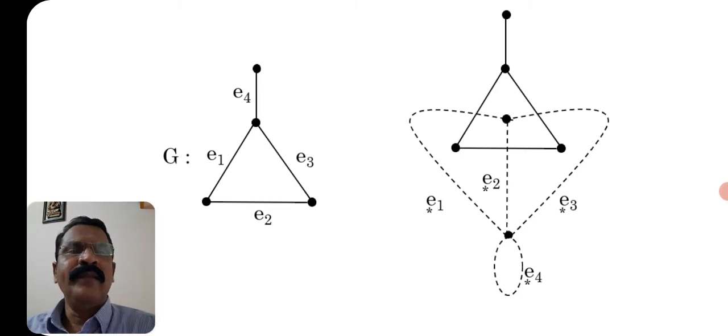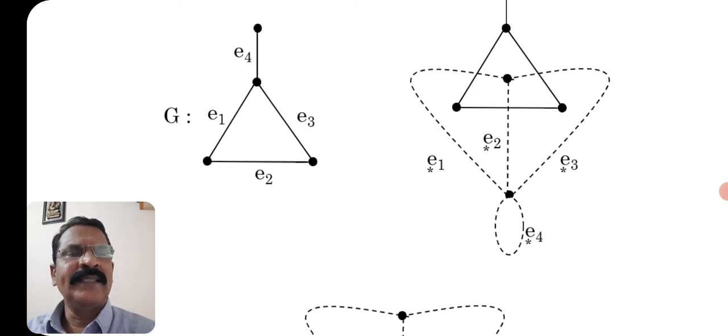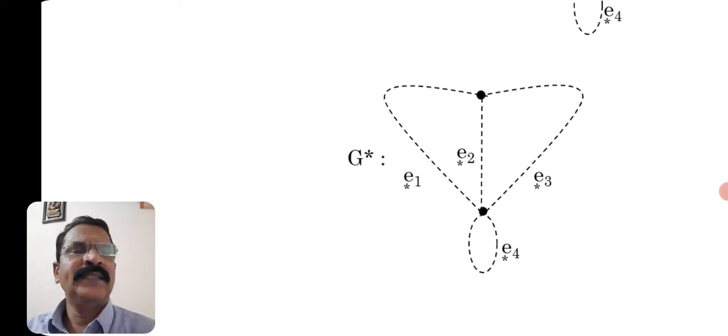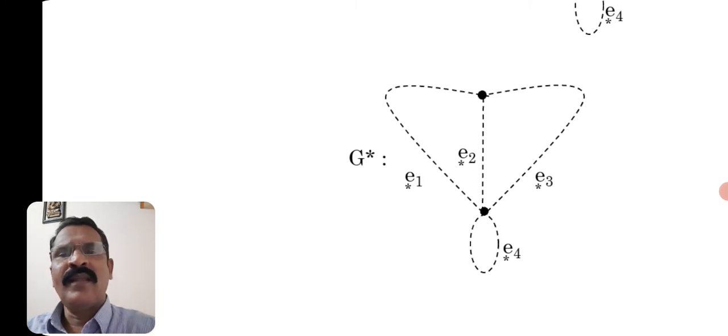Then E4 is a bridge, and it is on the boundary of the exterior region. So at the vertex corresponding to the exterior region, we have added one loop. So the dashed lines with the two vertices, this is the dual of the graph G, of a plane graph G. I have taken it separately from that.